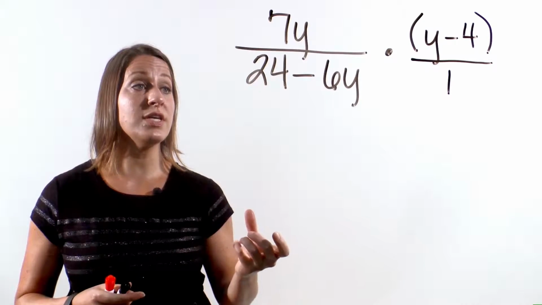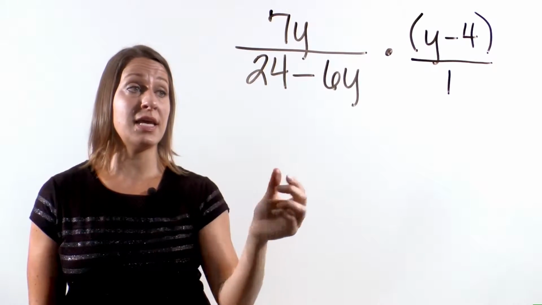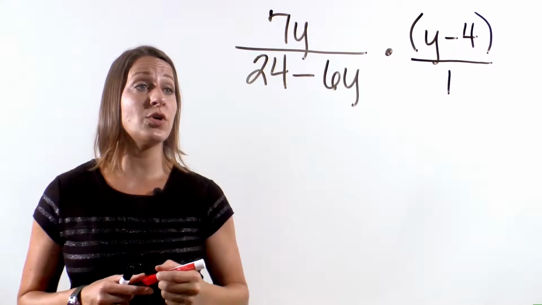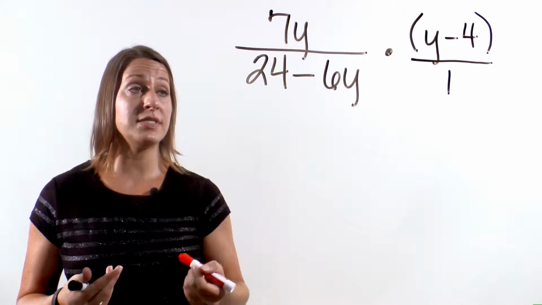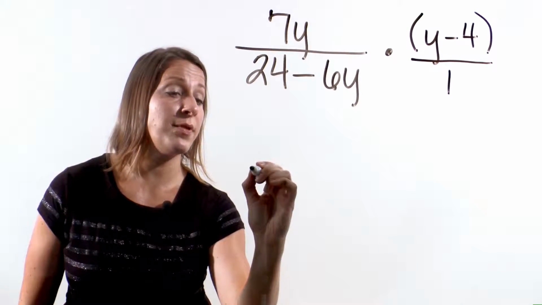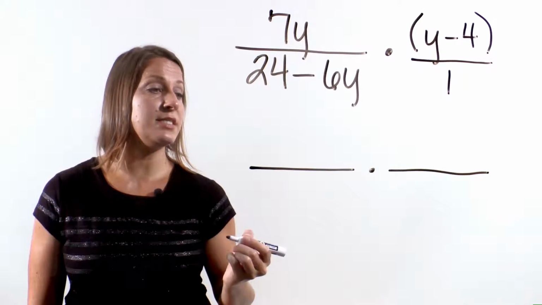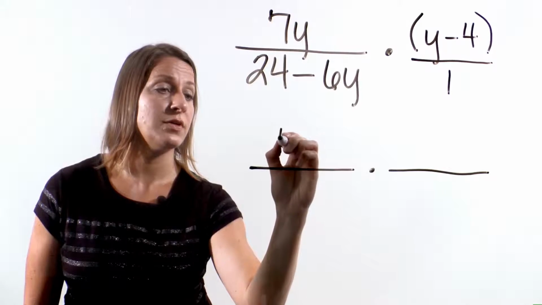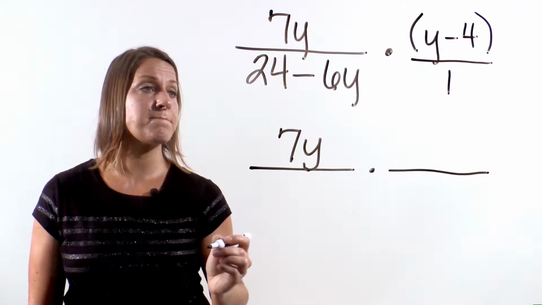Next, we can only cancel binomials if they're exactly the same. Right now, these are not the same, and so we're going to go through the factoring process and see if that will help us be able to cancel. So let's rewrite our problem and see what we can factor. The numerator is 7y. There's nothing we can do with that, so we'll just bring 7y down.